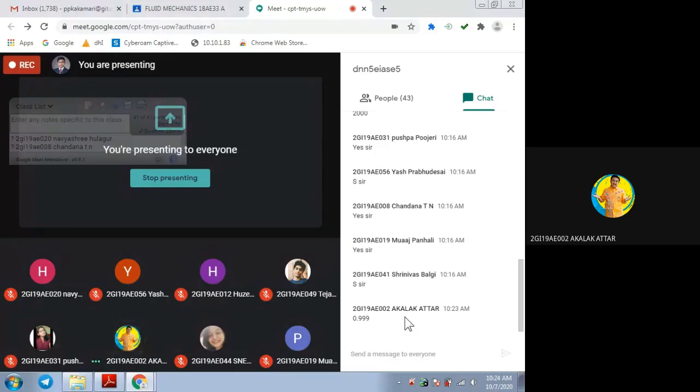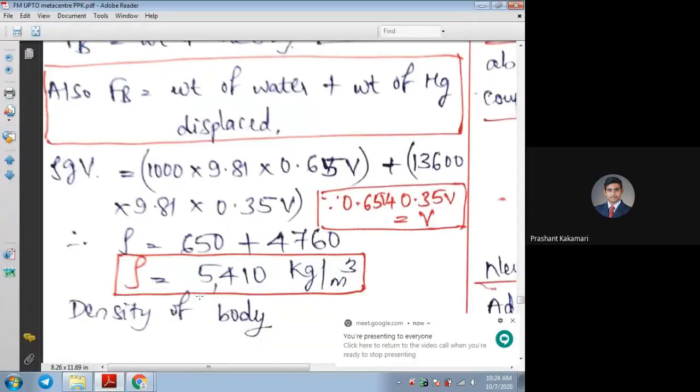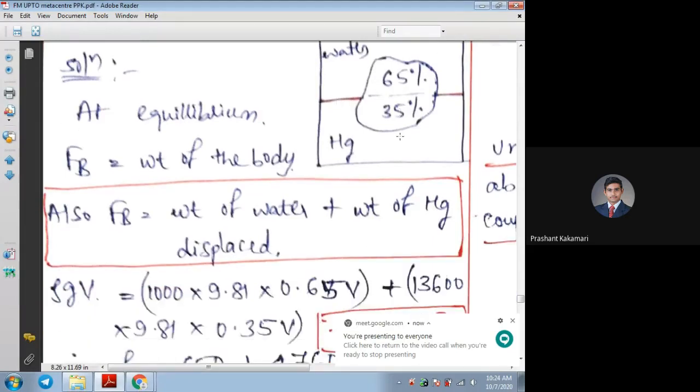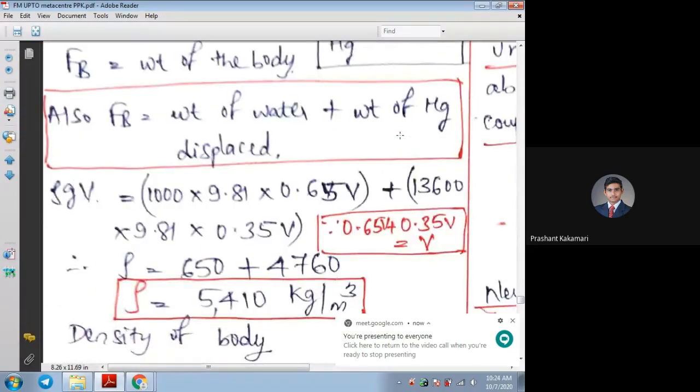Okay. So also try that method to find the volume of the stone, or the total volume of the fluid displaced, both water as well as mercury. How much volume is displaced, or how much volume of the stone is occupied in the interface, that also you can find out. Okay, now we'll move to the other problems or the other concepts.